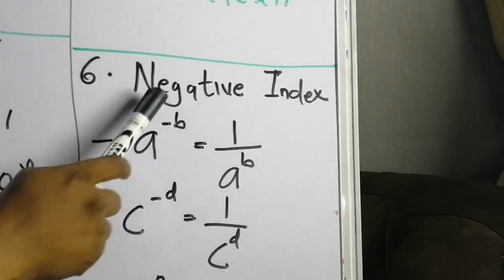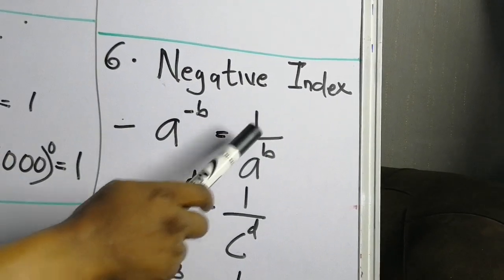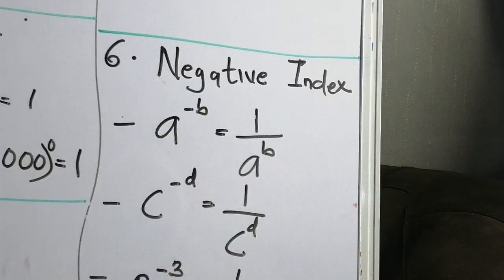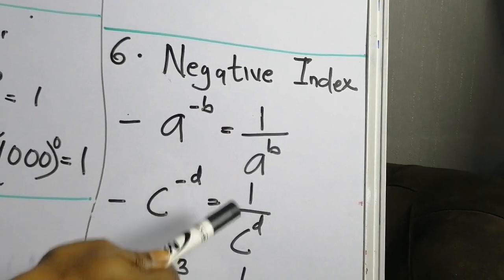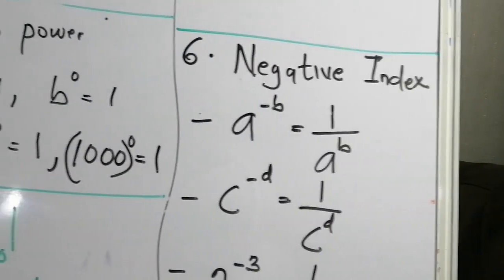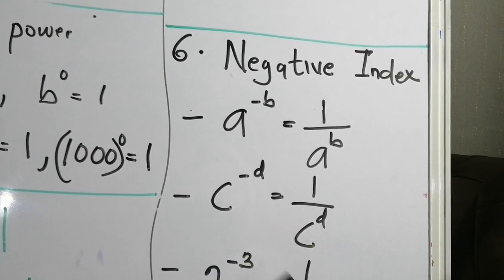The negative index law is very, very key. A raised to power minus b is the same thing as 1 over a raised to power b. Then the same thing, c raised to power minus d follows the same method. Using values, 2 raised to power minus 3 is the same thing as 1 over 2 raised to power 3.